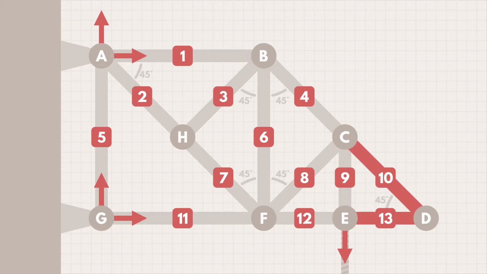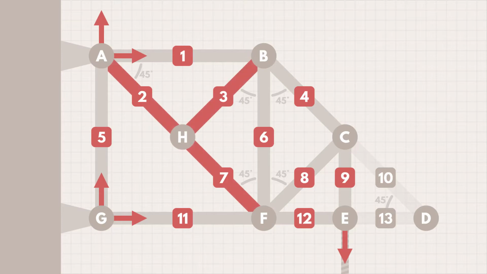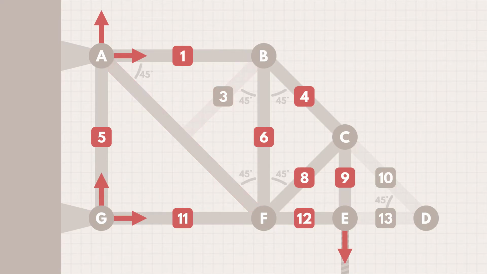These members fall into the first category and are zero-force members. These members fall into the second category, so this is a zero-force member. As a result, these members act like a combined member. Their forces are the same as the combined member's force. Note that because the external force acting at joint E is vertical, and this member is horizontal, it is also a zero-force member. Now that we've identified all zero-force members, we can solve for the forces acting on each joint.